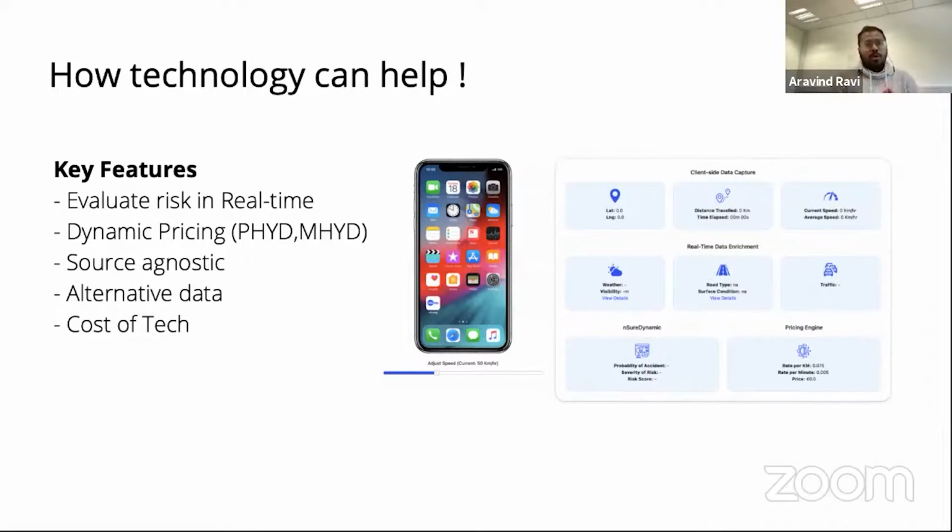And then it's so important to be source agnostic. I think the large-scale adoption of telematics did not happen because of not being source agnostic.